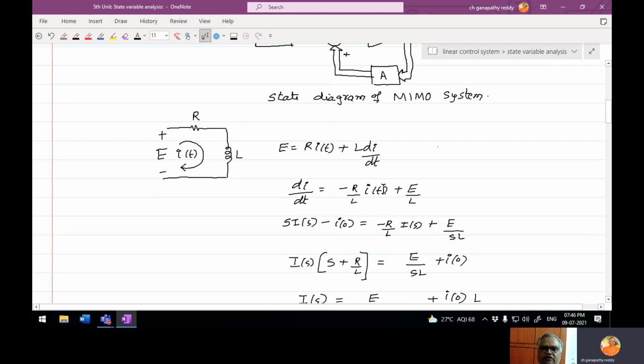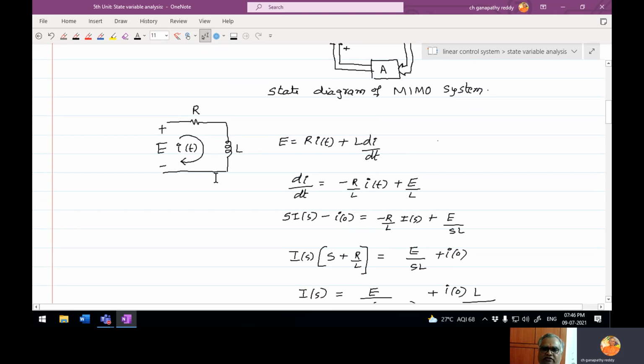Now let us understand with a simple electrical circuit, a simple RL circuit applied with DC voltage of E, a current of I of t. So what is the mesh equation? E equal to R into I of t plus L di by dt. Then solve for di by dt equal to minus R by L into I of t plus E by L.